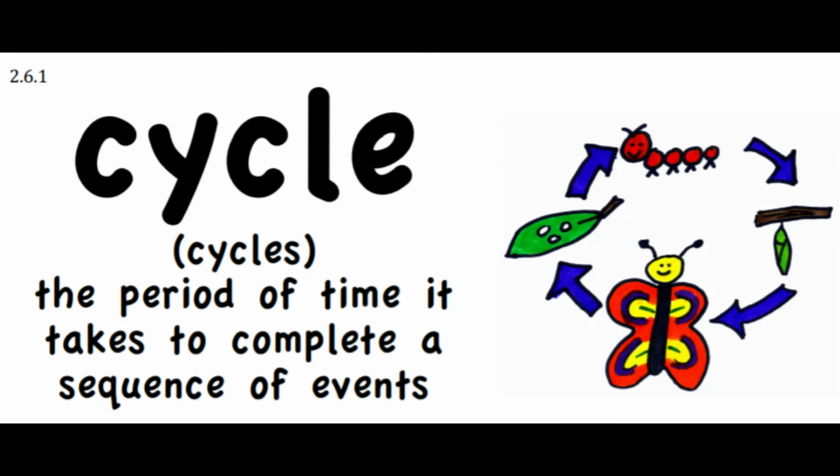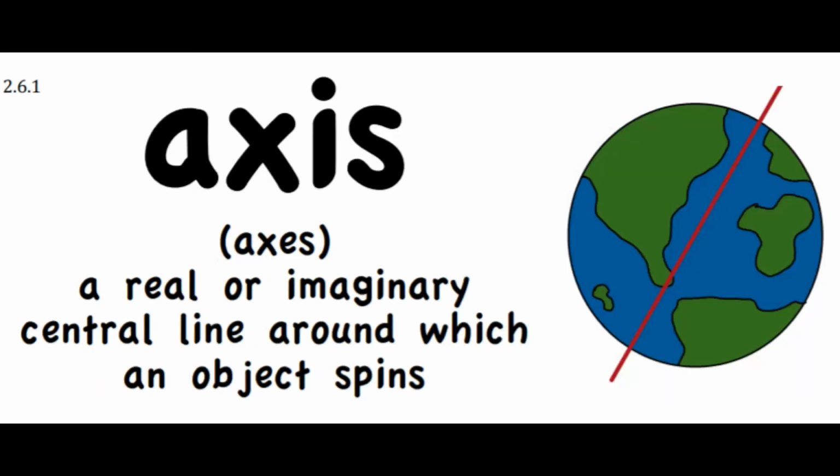Cycle. A cycle is the period of time it takes to complete a sequence of events. The life cycle of a frog includes the egg, the tadpole, and the adult frog. Axis. An axis is a real or imaginary central line around which an object spins. The axis of Earth is an imaginary line that goes through the north and south poles.